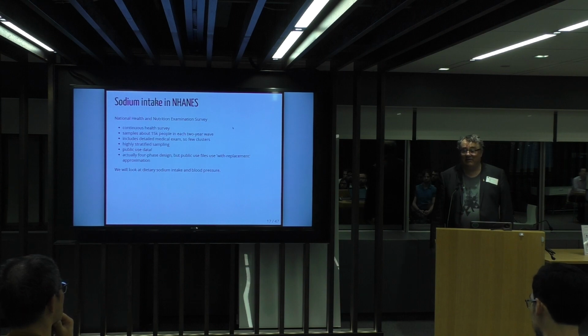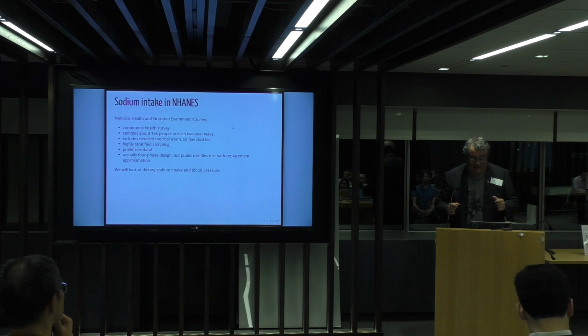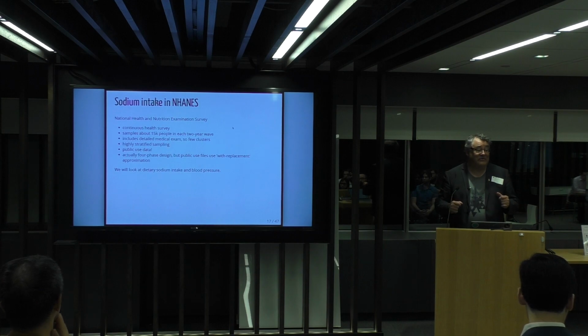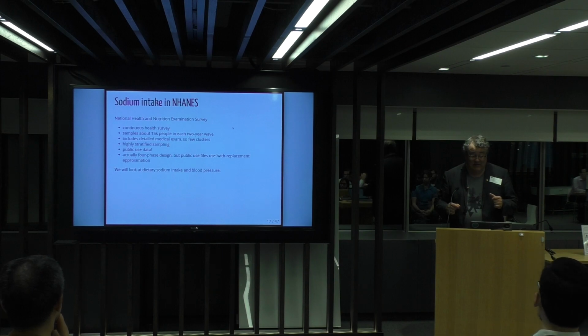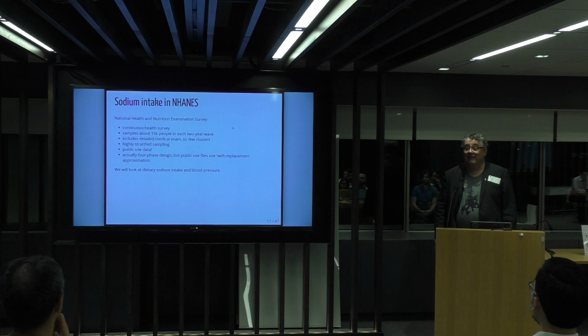This is the example I talked about where the Mobile Examination Centre is towed around on 4 big trucks. I think they've got 4 of them or maybe 6 of them, but they visit a fairly small number of places. So they've got highly stratified sampling, they've got a very small number of clusters. The data's all up there on the web. The design is actually a complicated 4-phase design, but the public use data pretends it's just one stage, and so that's what we're going to do.